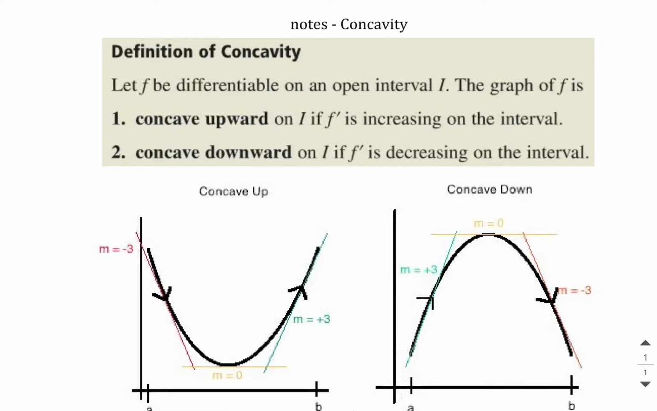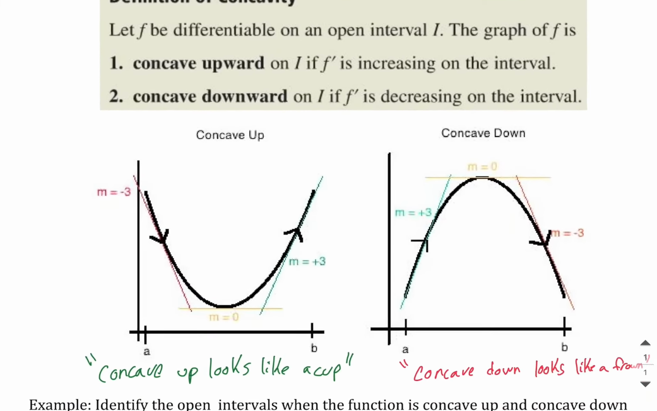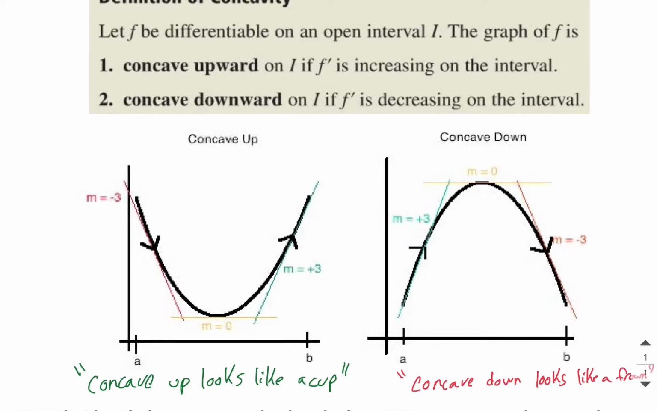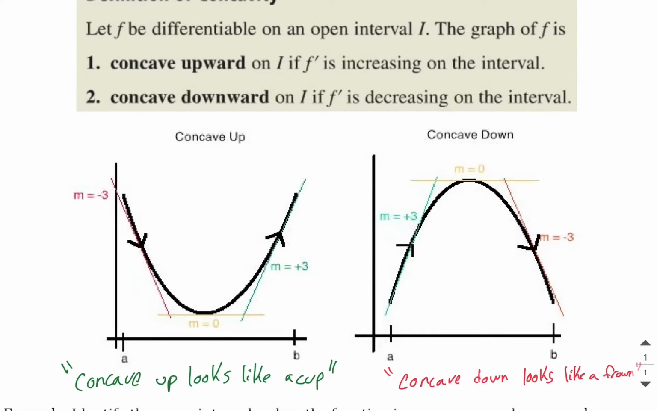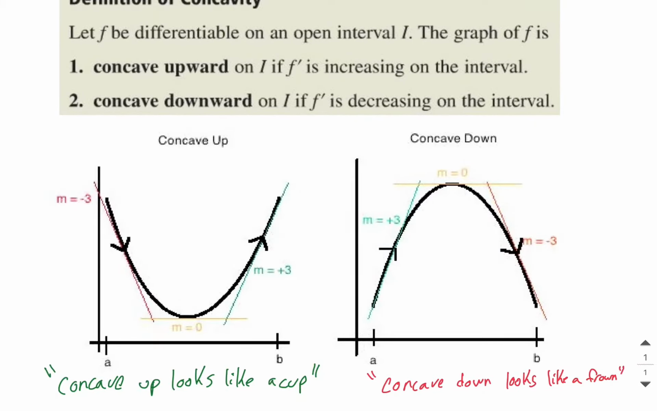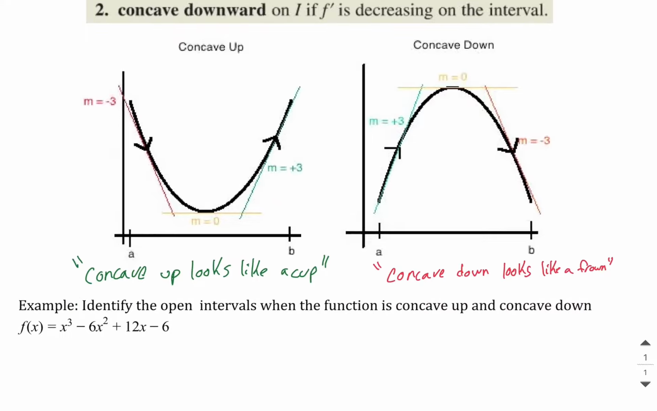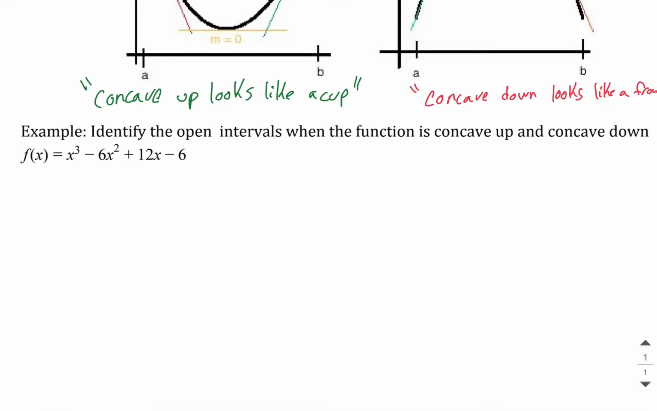And then we have concave down, right? So up facing down. Now, a little thing to help you guys remember what's concave up and what's concave down is this little saying right here. Concave up looks like a cup, concave down looks like a frown, right? So basically, happy face, cup, sad face, frown, right? Concave down. So again, concave up looks like a cup, concave down looks like a frown.